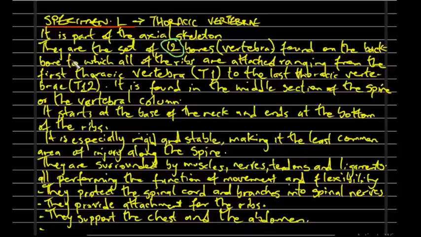Now the thoracic vertebrae happen to be the second set of the vertebrae found on the backbone. We have the cervical followed by the thoracic. So they are 12 in number. They start at the base of the neck, directly after the last cervical vertebra, and then they end at the bottom of the ribs. That is where they end, directly on the first lumbar vertebra.